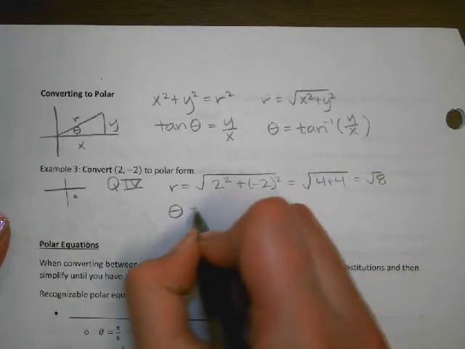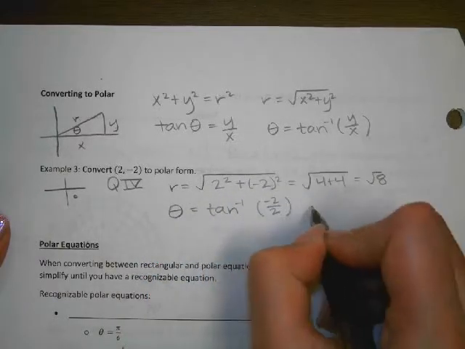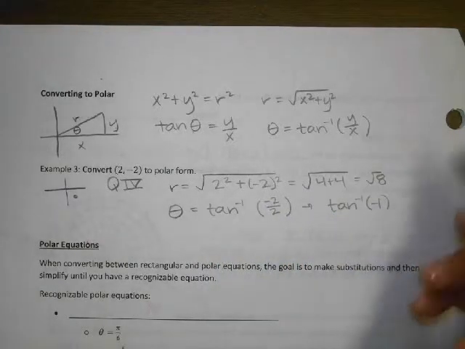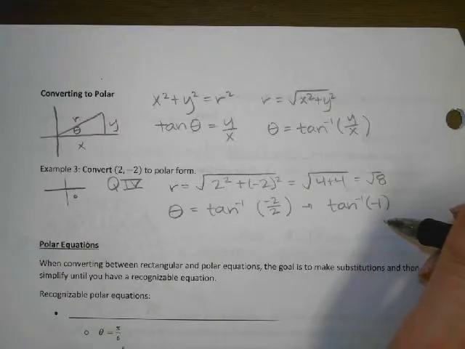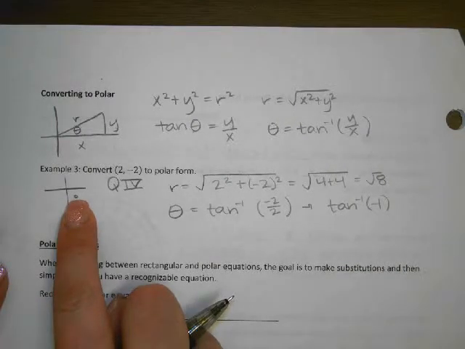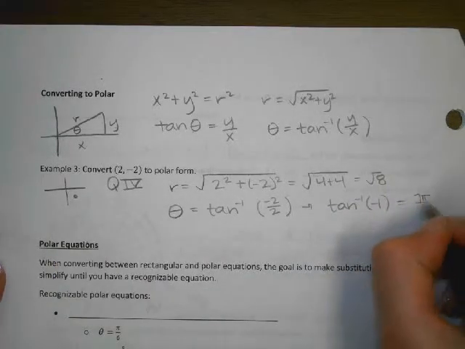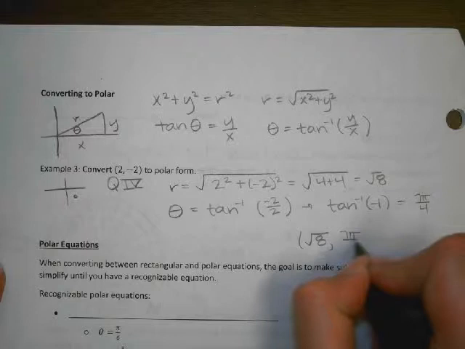And then theta is going to be tan inverse of -2 divided by 2. And that is tan inverse of -1. So we would want to look at our unit circle and look to where the y-coordinate divided by the x-coordinate simplifies to be a -1. And that happens in 2 spots. It happens in the second quadrant and the fourth quadrant, so that's where we're going to look. And that would happen at 7 pi fourths. So I'm going to say that my theta is 7 pi fourths. So this would be square root 8, 7 pi fourths.